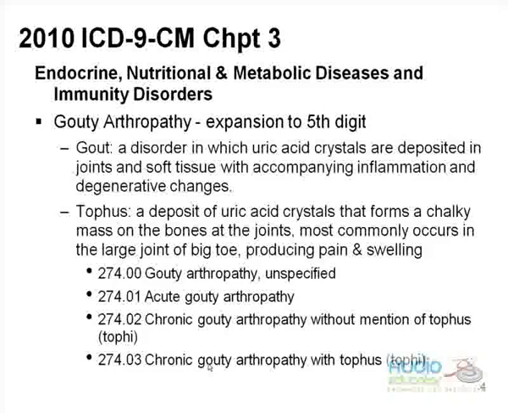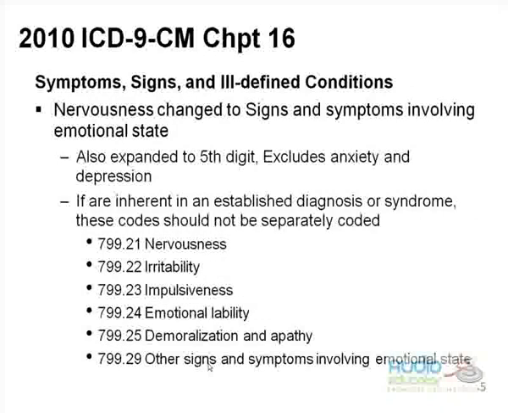The next section that has anything applicable for pain management is back in Chapter 16, symptoms, signs, and ill-defined conditions. We had an explosion out of the 799 codes for nervousness. The title was changed from nervousness to signs and symptoms involving an emotional state. It went from a fourth digit to a fifth digit. These codes specifically exclude anxiety and depression. Those codes would be reported with our 300 codes in the mental illness section. These are, again, signs and symptoms, and if they're considered an integral part or inherent to an established diagnosis and syndrome, we're not going to separately report these.